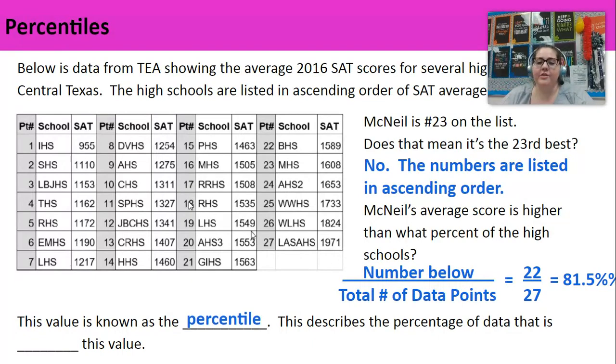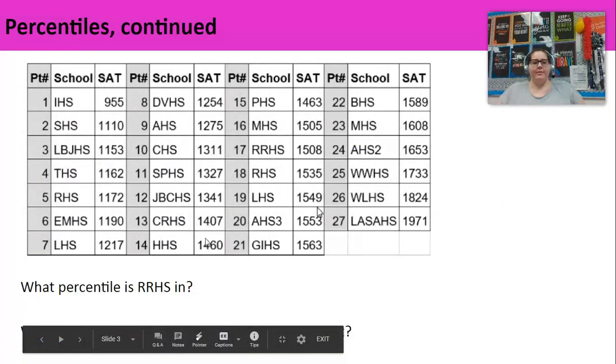So the percentile describes what percent of data is below a particular value. So if when you were born, you were told you're in the 90th percentile in terms of height, that would mean that your height is taller than 90% of people your age. So that's what we mean by percentile.